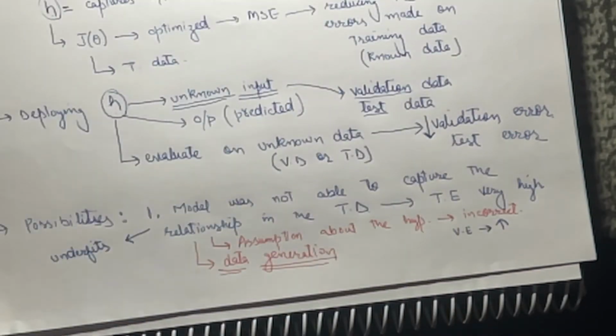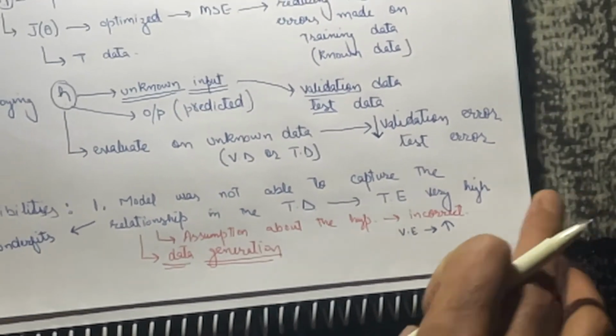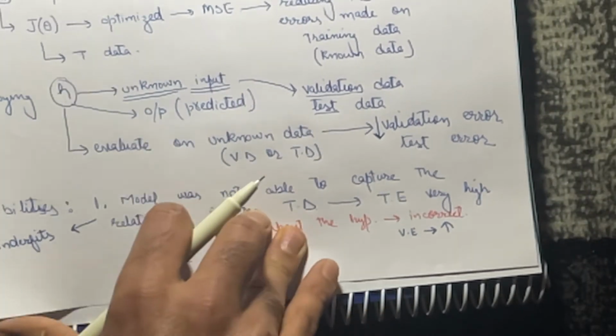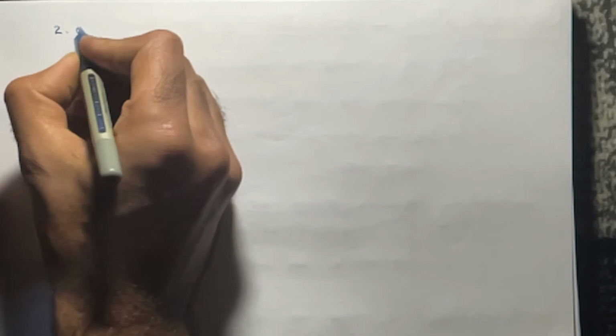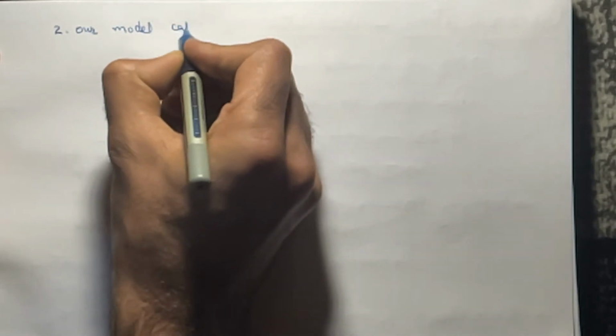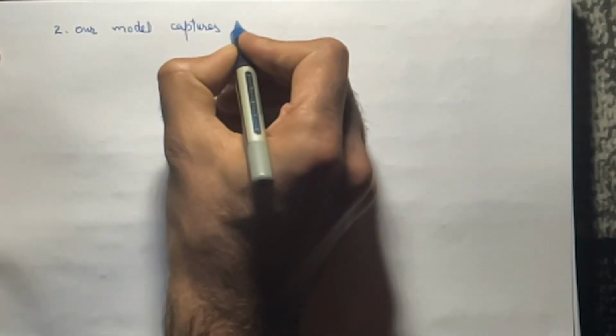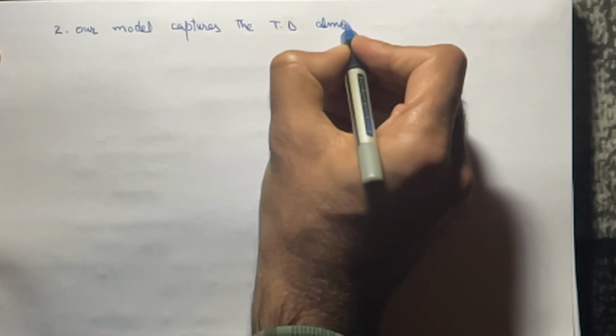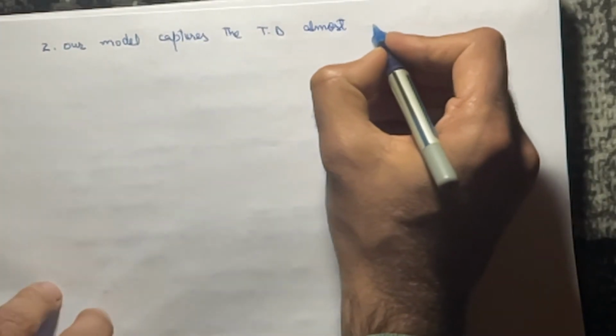So this is the second scenario. Here the first scenario was underfitting. We understood underfitting and the reason. The second scenario is that our model captures the training data almost completely.